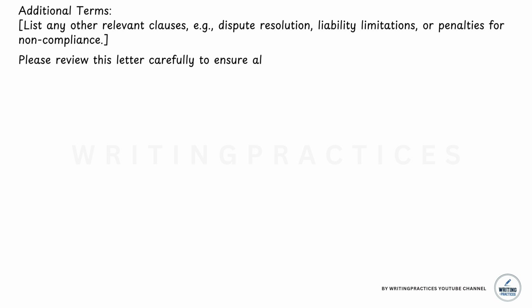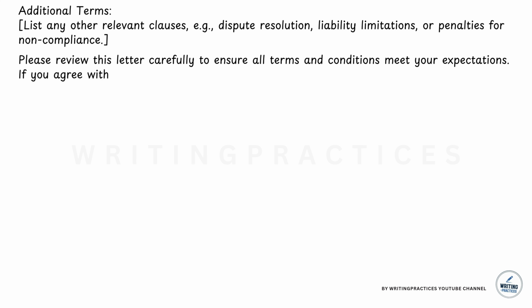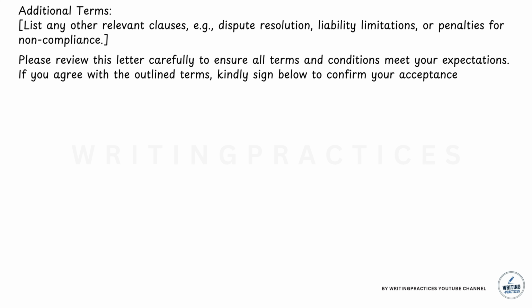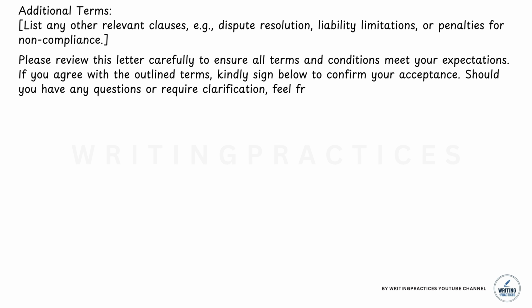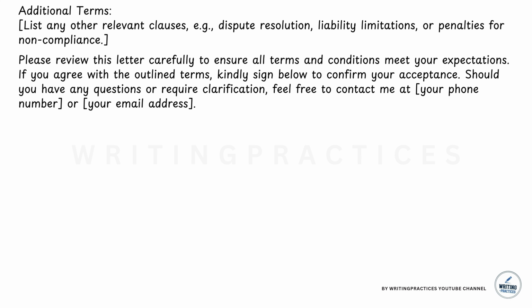Closing remarks. Invite the recipient to review the terms carefully and provide a means for them to ask questions or seek clarification. This openness fosters good communication. For example, please review this letter carefully to ensure all terms and conditions meet your expectations. If you agree with the outlined terms, kindly sign below to confirm your acceptance. Should you have any questions or require clarification, feel free to contact me at 555-12-345-67 or johndoe@abccorp.com. Encouraging open communication helps in building a strong professional relationship.